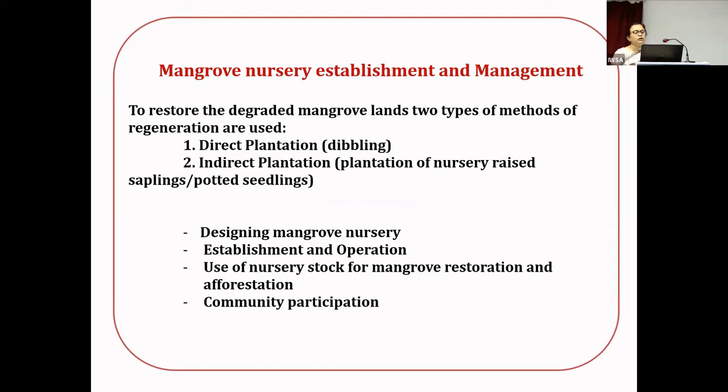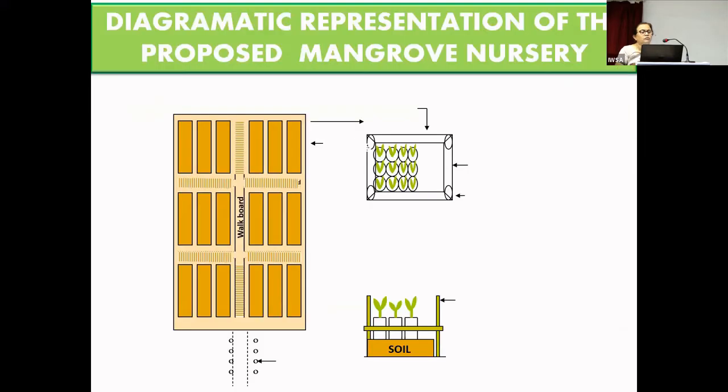To restore the degraded mangrove lands, direct plantation and indirect plantation techniques can be used. This involves designing the mangrove nursery, establishment and operation of the mangrove nursery, and use of stock for mangrove restoration and afforestation. And of course, we have to involve local participants or the community. Otherwise, it is impossible to carry out the restoration program.